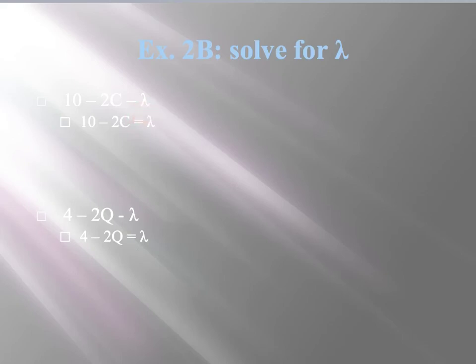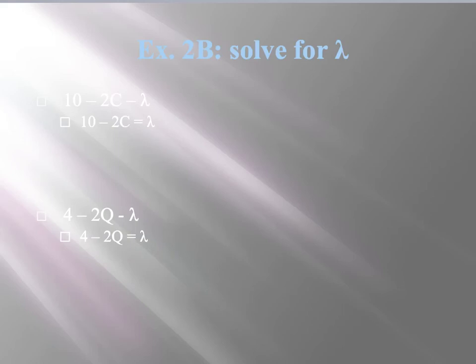Again, zero that out, that's equal to 0. Solve it for the lambda term. Here it's pretty easy: 10 minus 2c equals lambda. And then our other variable that we were dealing with, we can do 4 minus 2q minus lambda. Again, that should be equal to 0. And so what you can do is then just move the lambda over, and you get 4 minus 2q equals lambda. So those are our first 2 terms.